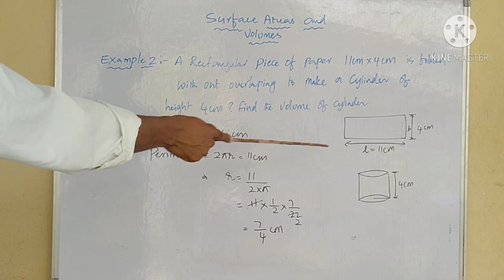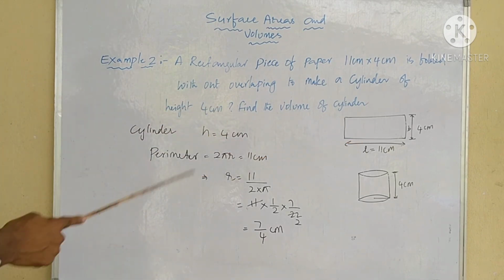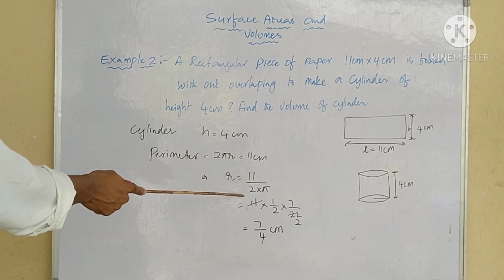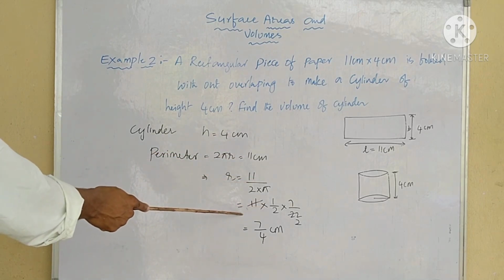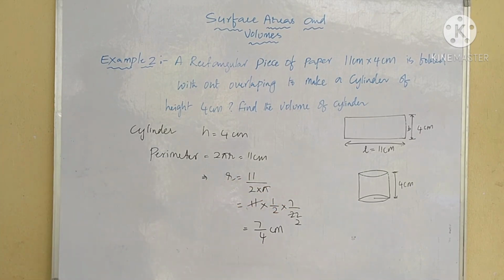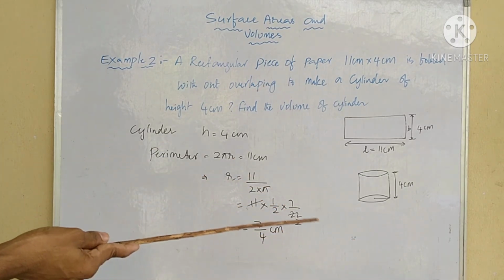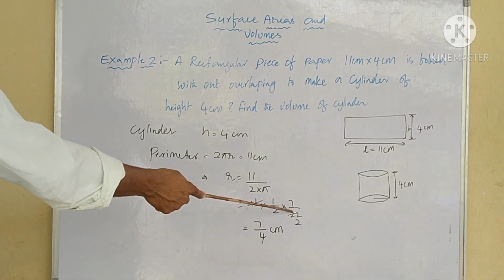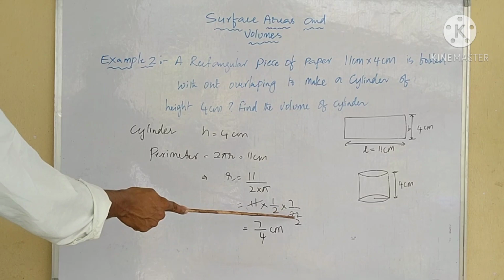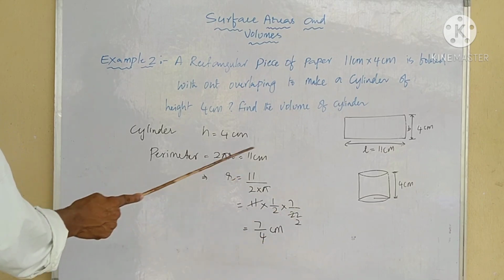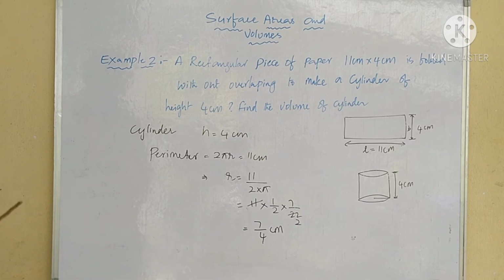So 2 pi r equals 11 centimeters. Here r equals 11 by 2 pi, transposing the 2 pi. So that is 11 into 1 by 2 into 1 by pi. With pi as 22 by 7, 1 by pi means 7 by 22. Here 11 2s are 22, 7 1s are 7, 2 2s are 4. So the radius is 7 by 4 centimeters. This is the radius of the cylinder.